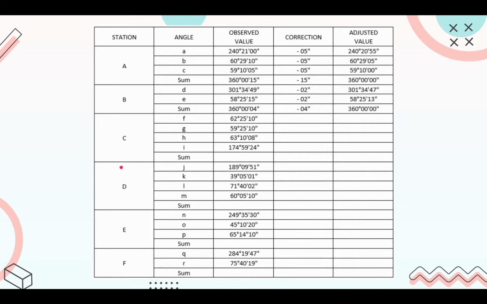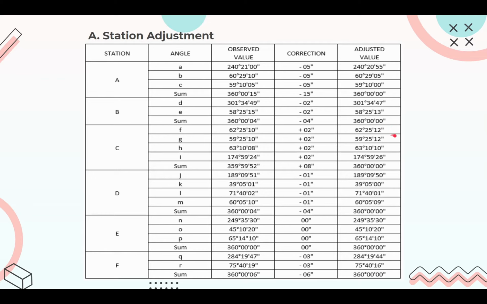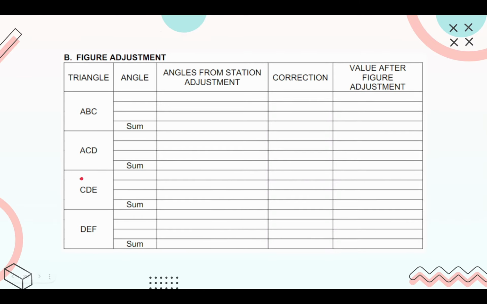So the station adjustment table looks like this after repeating the process and solving for the adjusted angles for each station. So this is now the station adjustment table after solving for all the values. Next, we will be solving for the figure adjustment. So the table for the figure adjustment looks like this.